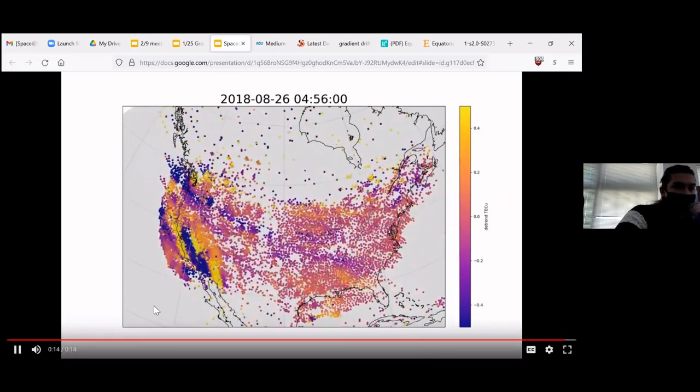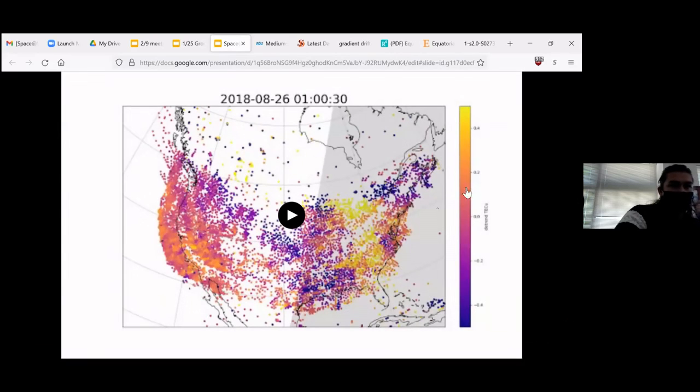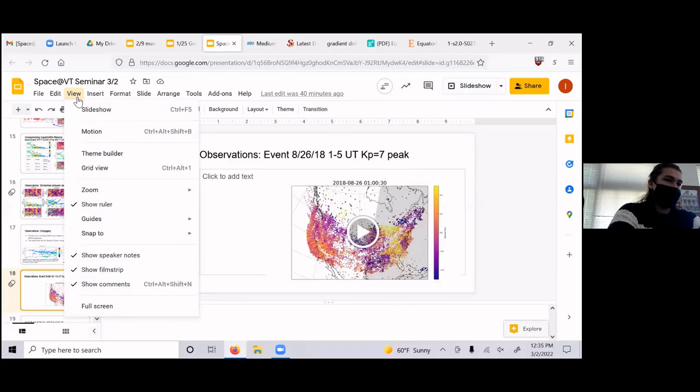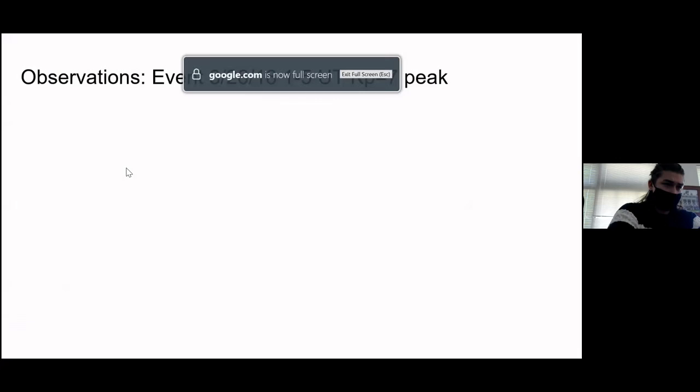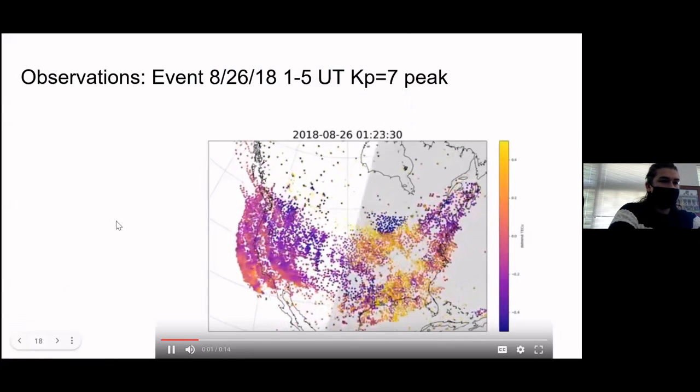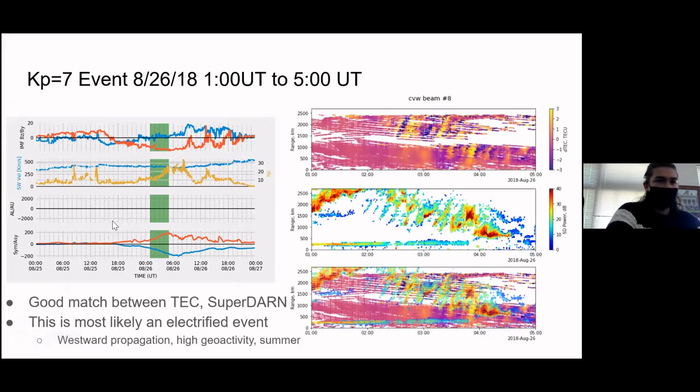This is pretty exciting. This data set is so dense, but if you can deal with the fact that it's so dense, you can get a lot from it. Let me know if you want to see the movies. Yeah, they're pretty cool. So here are the geomagnetic conditions for this event again. But we still see the same kind of thing.